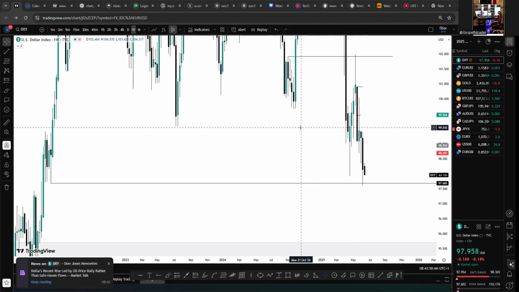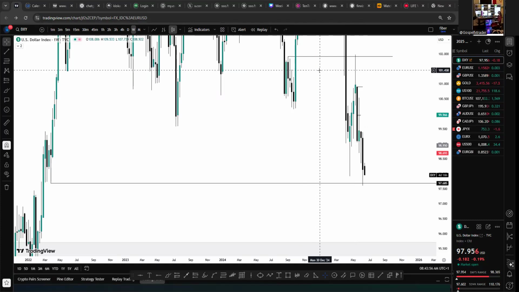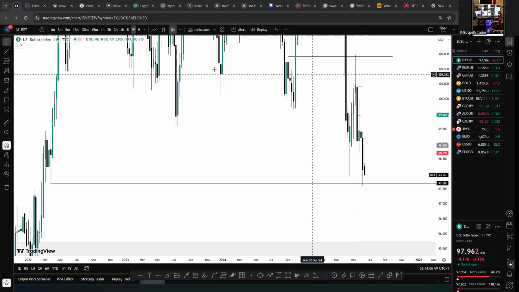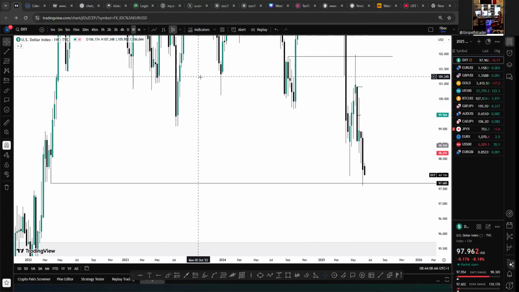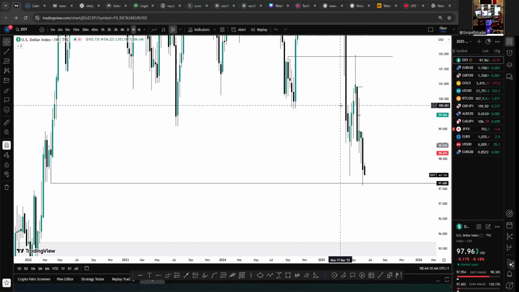All right, so we're going to be looking at a couple of currency pairs today. We're going to start with the dollar index to understand its strength, and then we're going to correlate it with Euro USD, GBP USD, in fact, every other pair that has to do with the dollar index. All right, so first, let's look at the dollar index now.